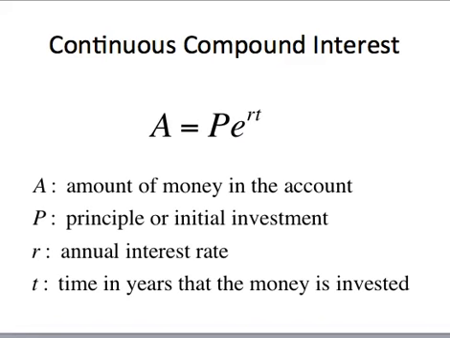Our first one is continuous compound interest. So our formula is A equals Pe to the rt. A is the amount of money in the account, P is the principal, the initial investment, r is the annual interest rate, and t is the time in years that the money is invested. So keeping all this in mind, let's answer the following question.